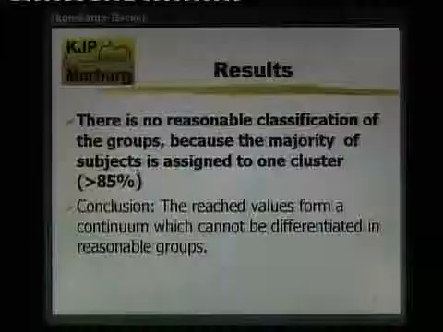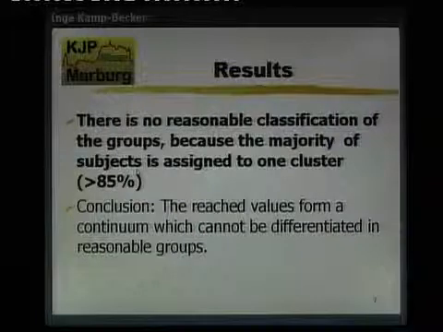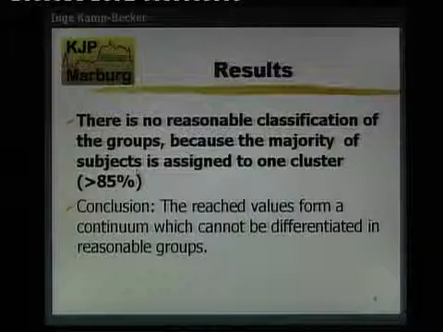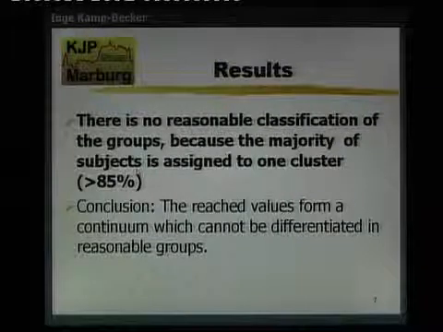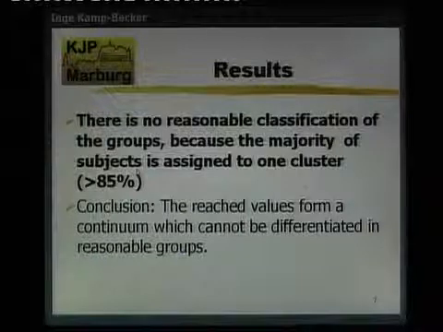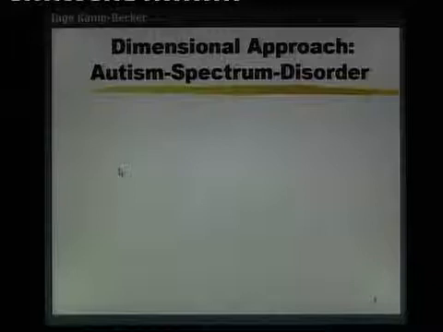So we tried this too, but we can't find different clusters. The majority of subjects were assigned to one cluster. More than 85% build one cluster. So the conclusion is that we cannot distinguish Asperger syndrome and autism into different categorical groups. So if we can't do this, we come to the dimensional approach.